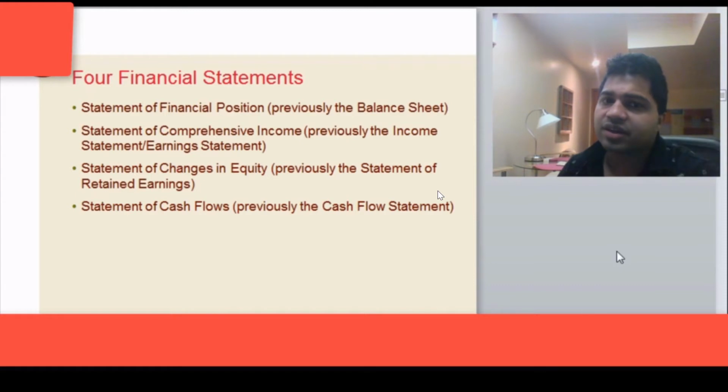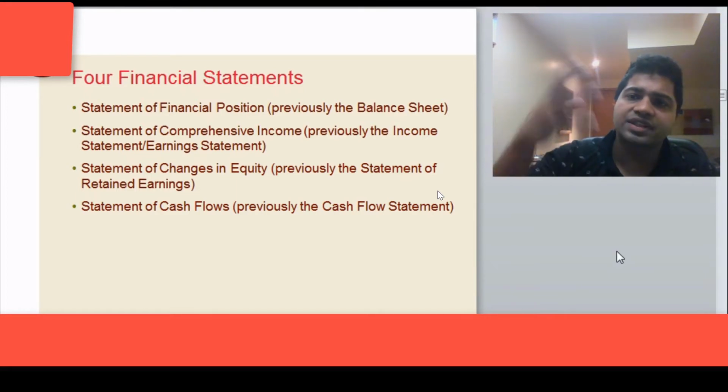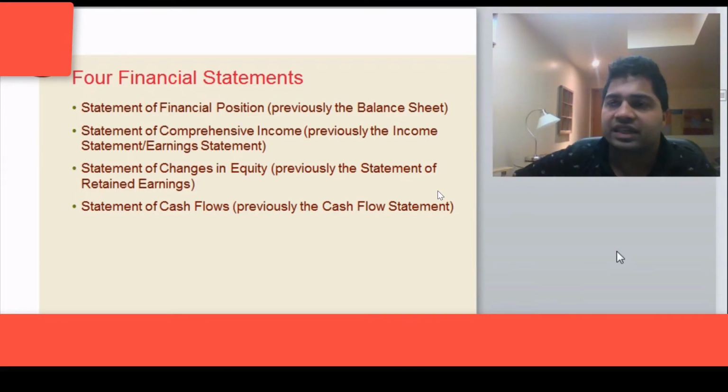Then there is the statement of changes in equity, previously called the statement of retained earnings. It shows how these profits flow into the balance sheet. If a business is generating profit, then out of those profits, how much is it sharing with the shareholders and how much is being retained in the business. Fourth, the statement of cash flows. Cash is separate from profit, so it shows how much cash is coming into the business and how much cash is going out of the business.